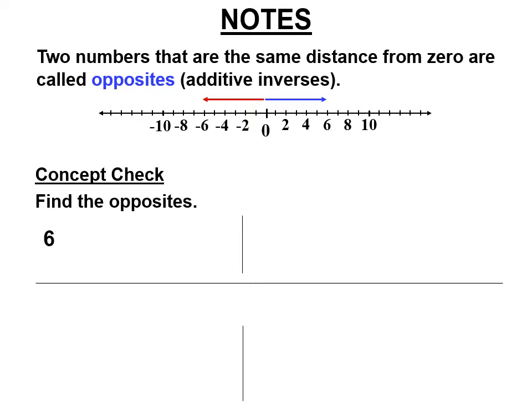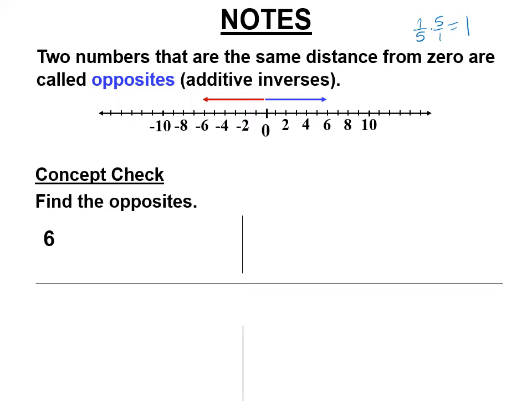All right, two numbers that are the same distance from 0 are called opposites. They're also called additive inverses. Reciprocals were called multiplicative inverses. Let's just go over that. Reciprocals multiply to make 1. All right, and we're going to go over what opposites do, or additive inverses.